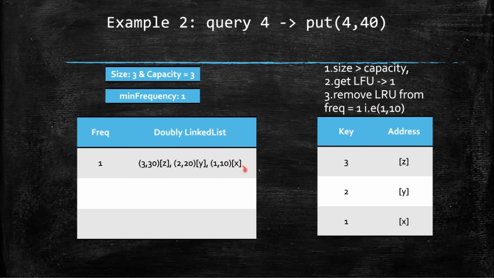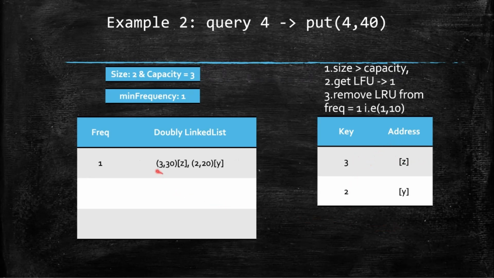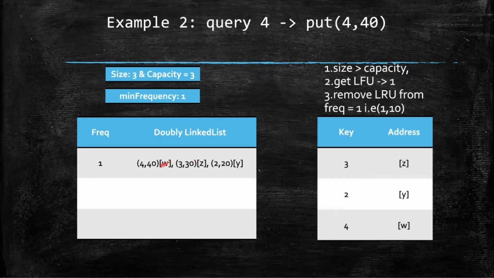So the least recently used in that doubly linked list is the last element, which is connected to the last of this doubly linked list, right? So I will remove 1 comma 10 here and remove that 1 comma x from the key address map, key node map as well. So this will be removed, right? And still I have to put that 4 comma 40 into my map. So I will put that 4 comma 40 from the front of the doubly linked list with the frequency of 1, and also put that 4 comma w. So suppose this node is present at the address w, so I will update the w, right?